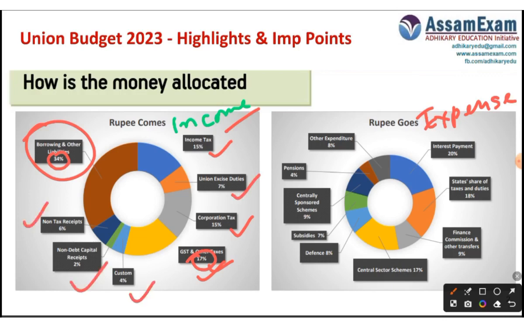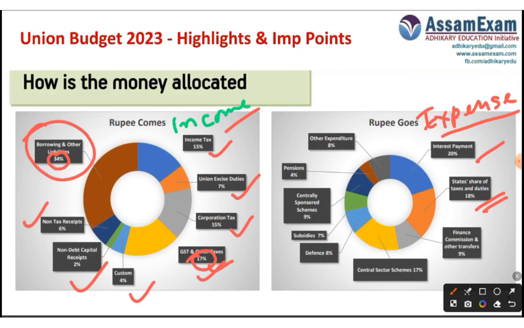receipts. And if you see the expenditure side, the biggest expenditure for the government of India is interest payment. Because if you see the income side also, the biggest income is from borrowing and liability. That is why the interest payment part is also one of the biggest expenditures for the government of India. Next biggest expenditure is the state share in taxes and duties. The government of India has to share the collection of taxes with the states. So this becomes the second biggest expenditure for the government of India.